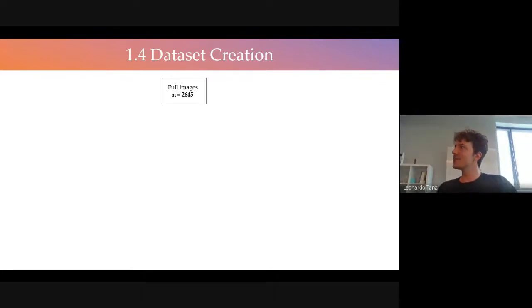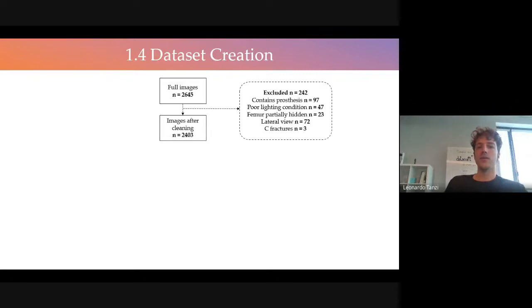Then we start to create the dataset. That is actually quite important in all machine learning applications, especially in the medical field. So we started with 2,600 images, full images, and the full images can present both femurs or just one femur. We first did a cleaning of the dataset to exclude the images containing prostheses, with poor lighting condition, with the femur partially hidden, with another review, and, as I already said, the C fractures that were actually just three in all these images.